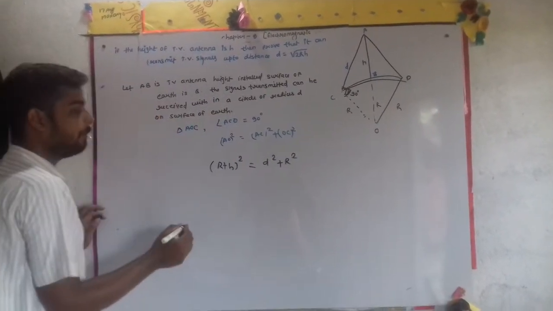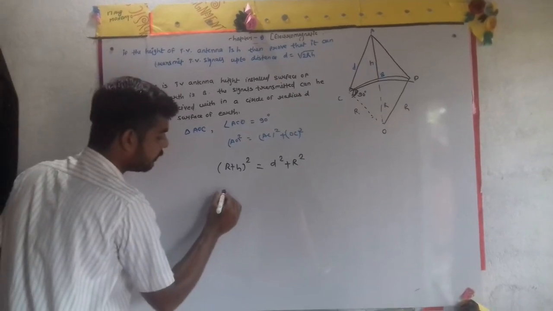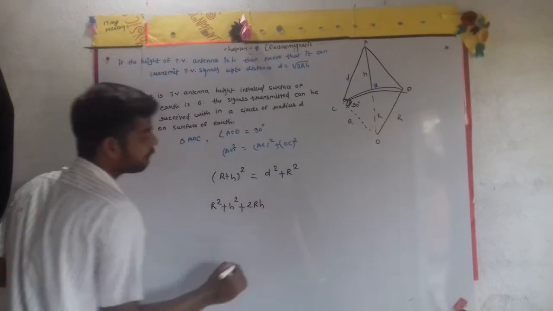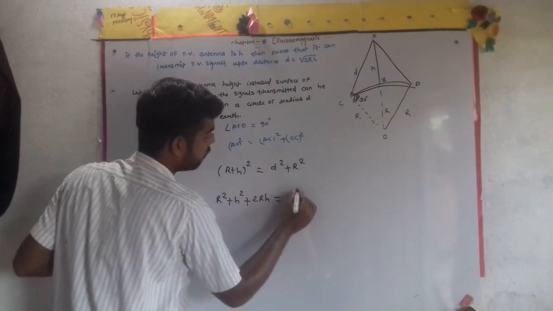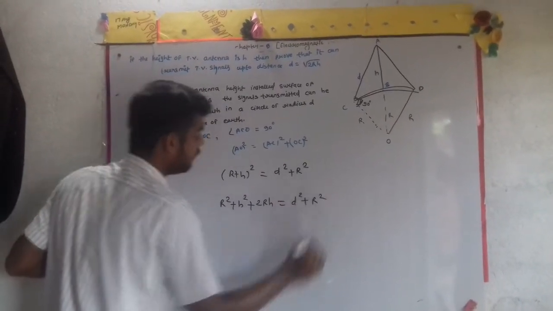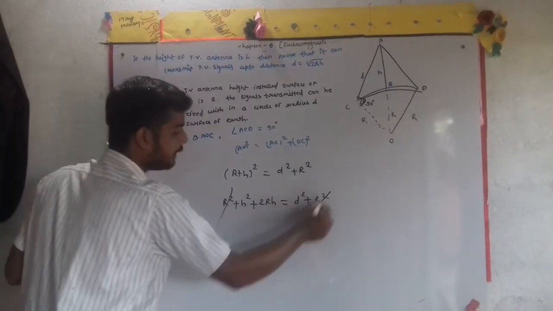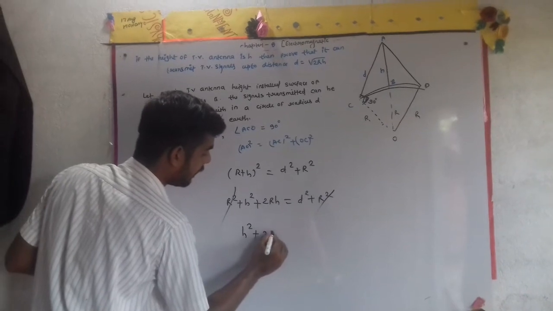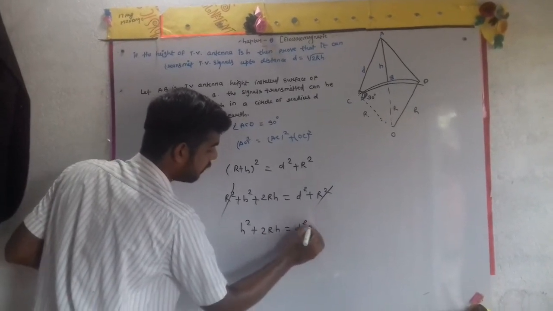So we'll expand that. (a plus b) whole square equals a square plus b square plus 2ab, which equals d square plus R square. We'll cancel R square with R square. We have h square plus 2Rh equal to d square.